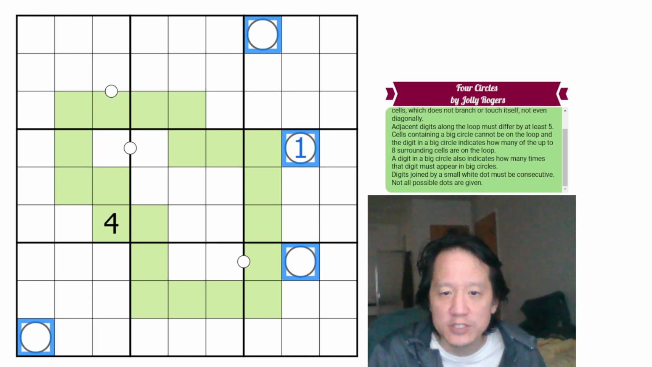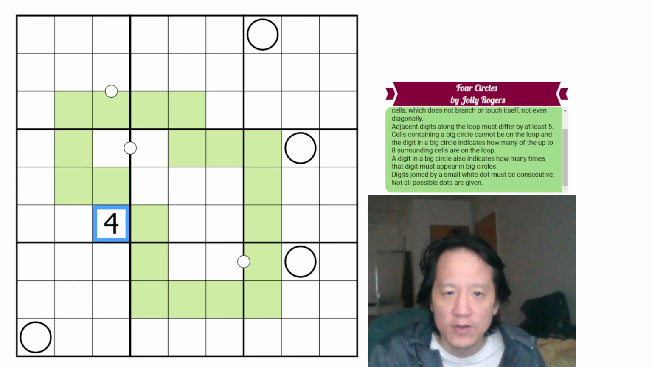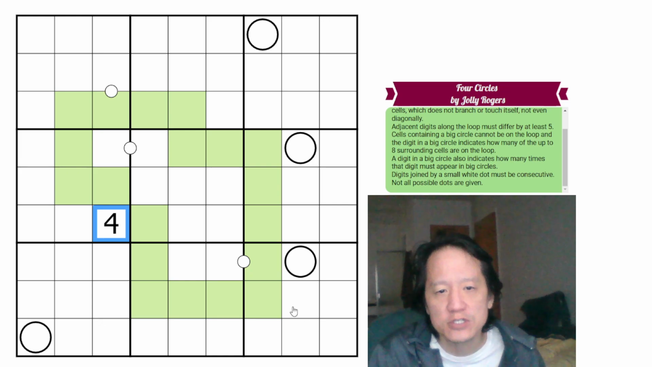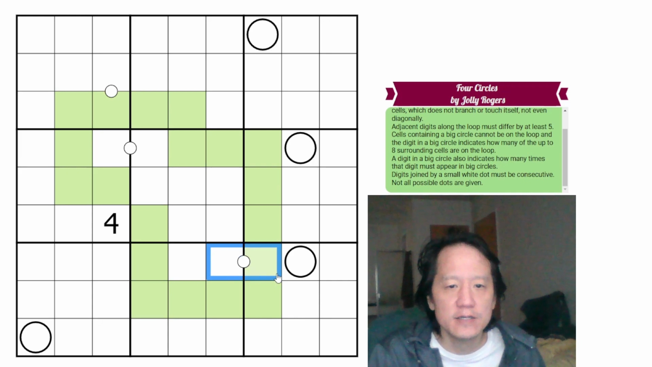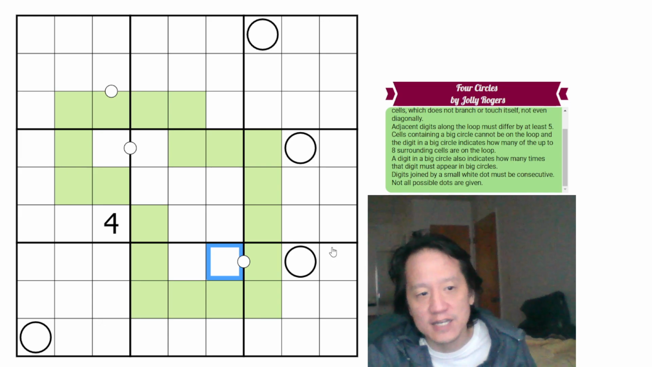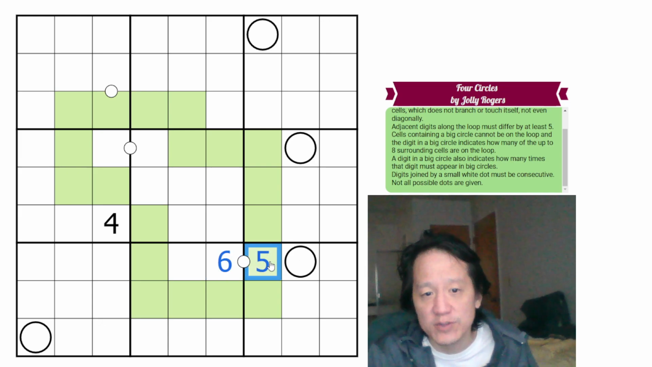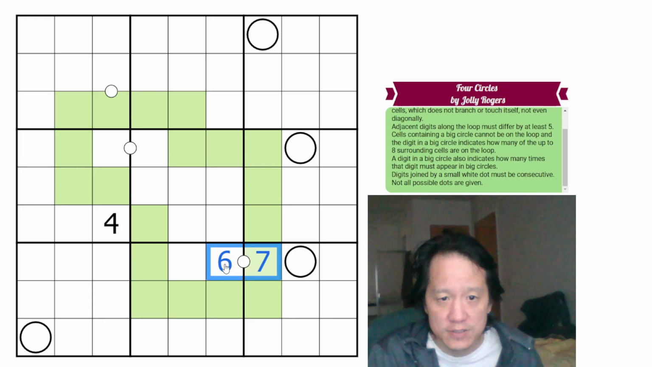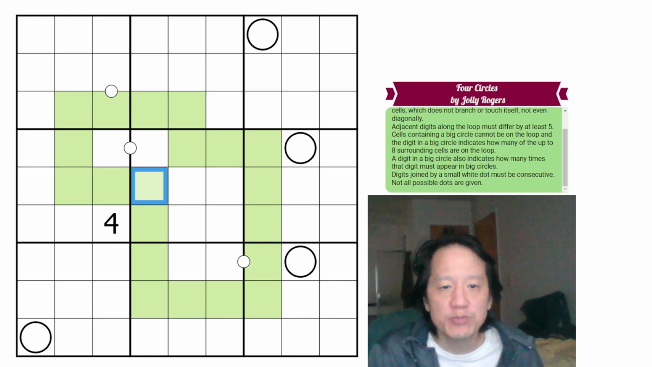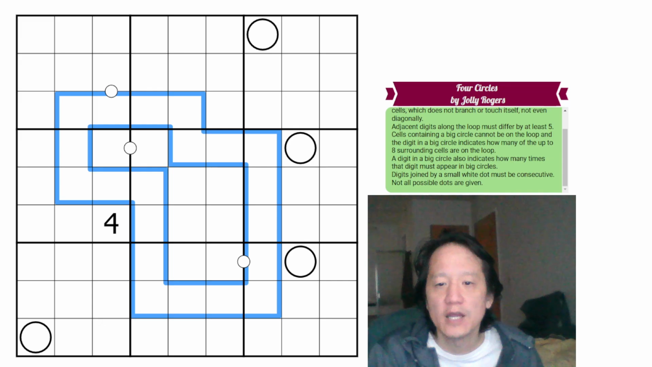Digits joined by a small white dot must be consecutive. Not all possible dots are given. So this is called Kropke dots. And if this were, as an example, a 6, this would have to be a 5 or a 7 to be consecutive with this cell. And those are all the rules. If you'd like to play along, there's going to be a link in the description. And now, I'm going to get started.